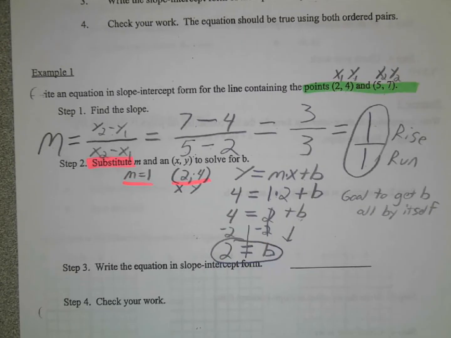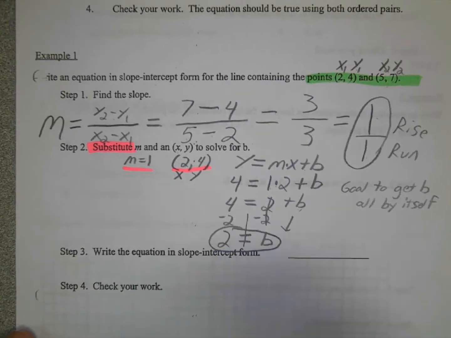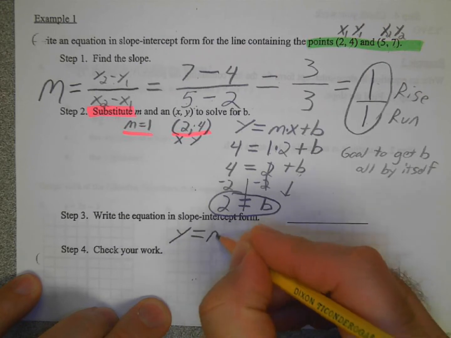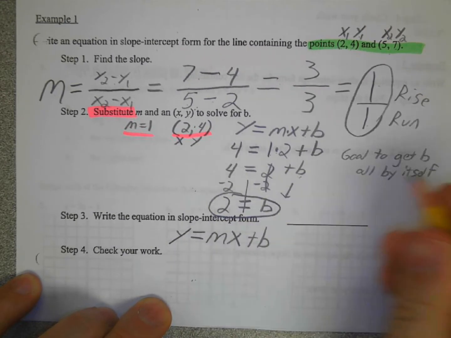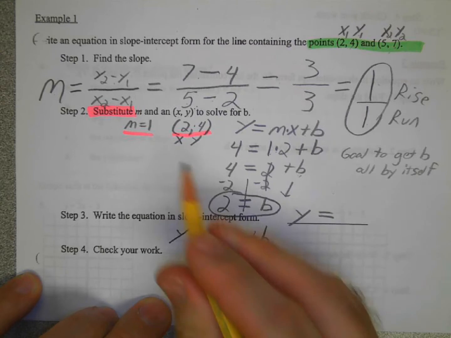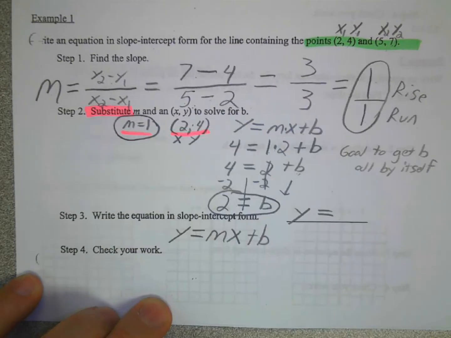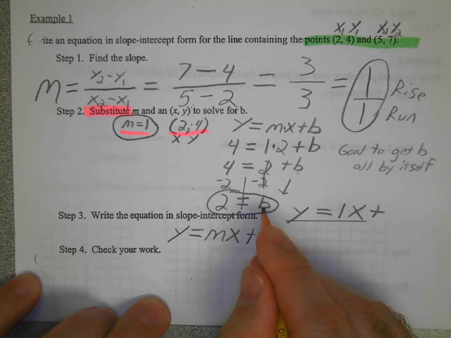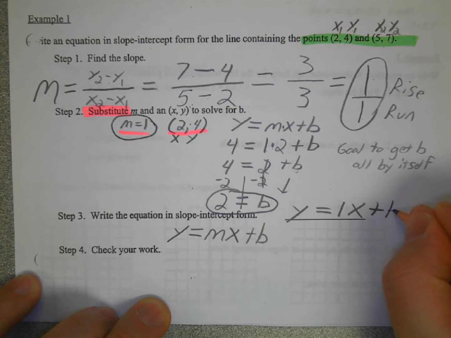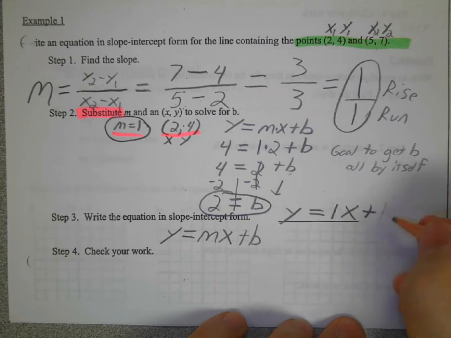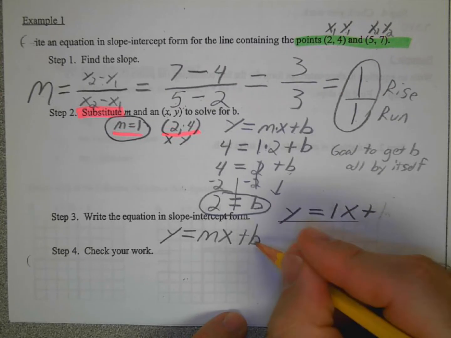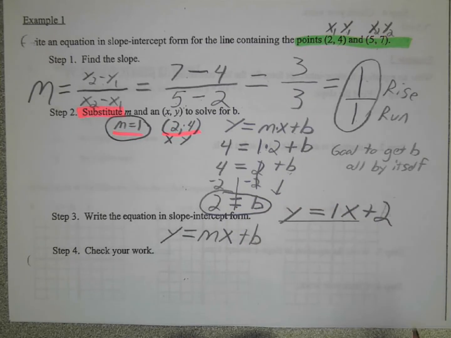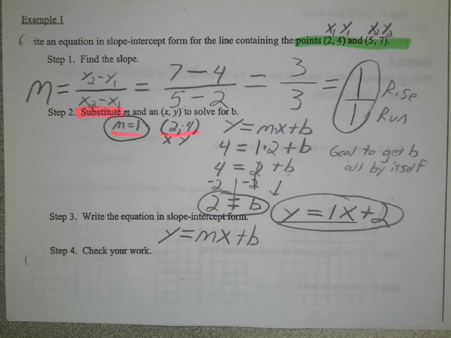Now it says write the equation in slope-intercept form. Well, slope-intercept form is y equals mx plus b. So y equals, what was my m? My m was 1. So 1x plus, what was my b? b equals 2. We're not writing b, we're going to replace b with what we found. b is 2. So there's our equation.